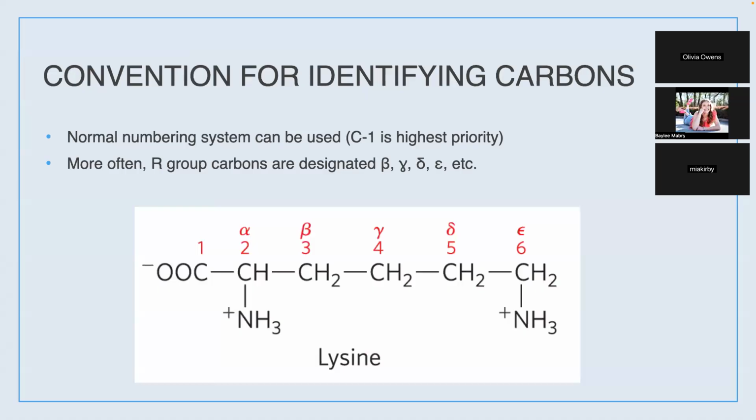So the convention for identifying the carbons will come into play when we look at 3D protein structure, when I get back from my trip. It's based off of the normal numbering system. Y'all just got out of organic, so you know this. Your C1 is going to be your highest priority carbon, which in this case would be this carbon here. So you go 1, 2, 3, 4, 5, 6. In amino acids, though, we're not so worried about the carbon that's participating in the carboxyl group. We're more worried about the central carbon and then the R group.